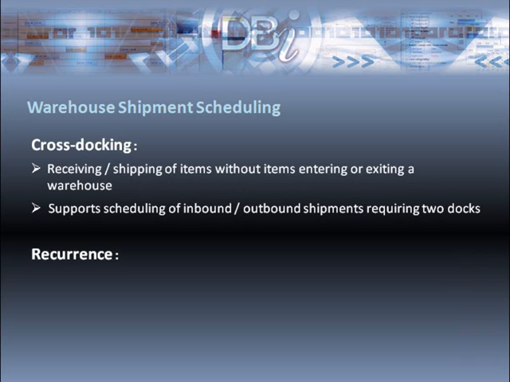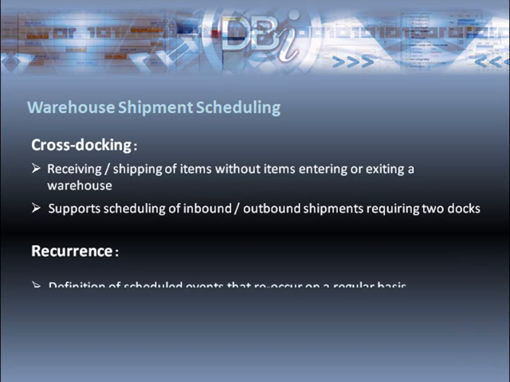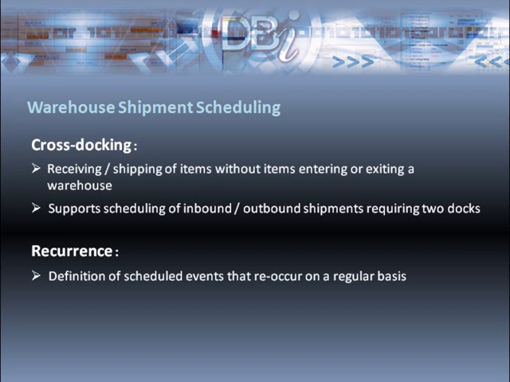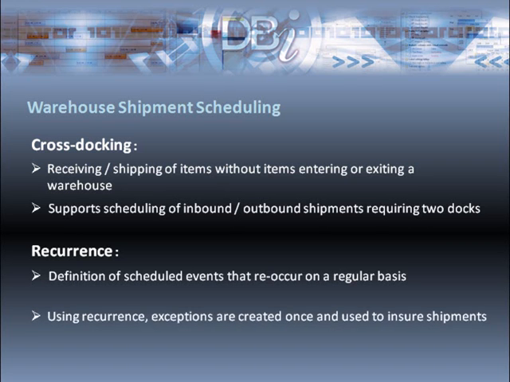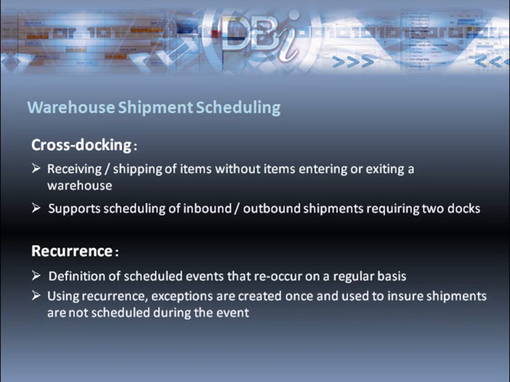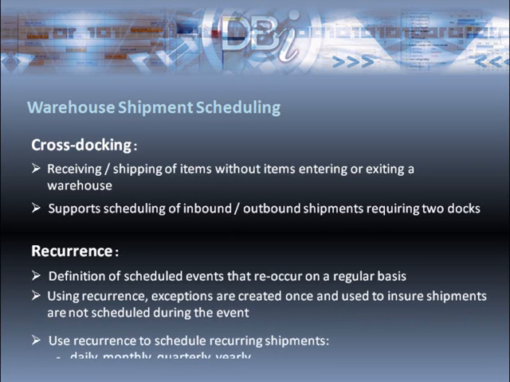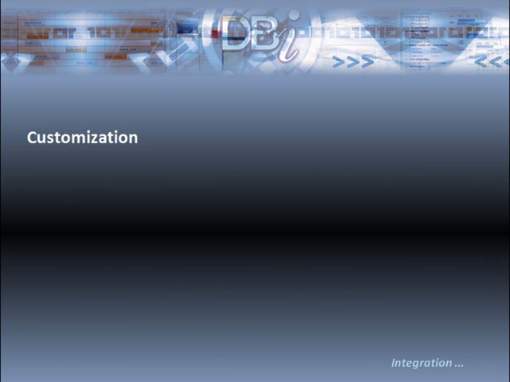Recurrence is a definition of scheduled events that reoccur on a regular basis. A recurrence may be scheduled daily, weekly, monthly, quarterly, or on a yearly basis. Using recurrence, exceptions are created once and then used to assure the shipping and receiving processes are managed appropriately.